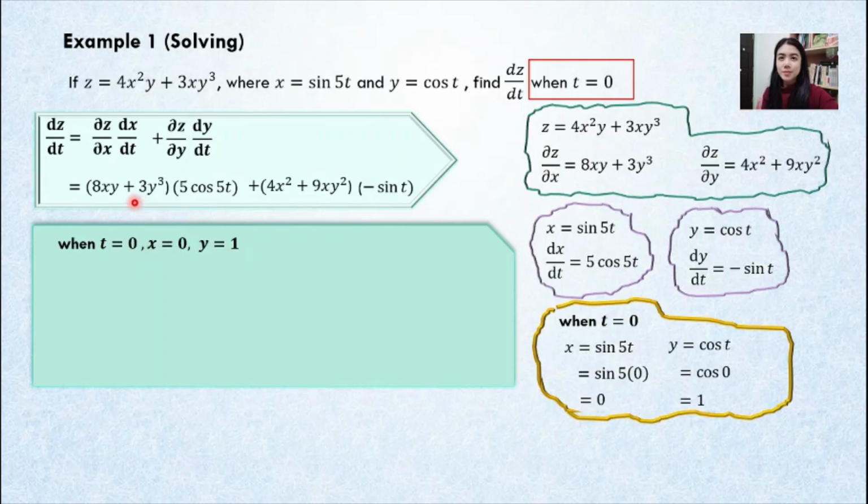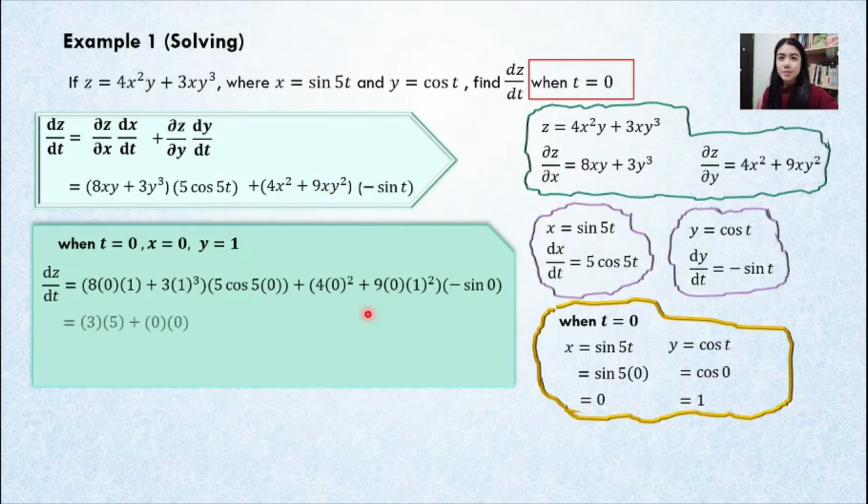You can do the substitution into the dz/dt. Substitute x as 0, y as 1, and t as 0 in each place. And you have the next line. Simplify it, and simplify again, you have the answer, that is dz/dt equal to 15.